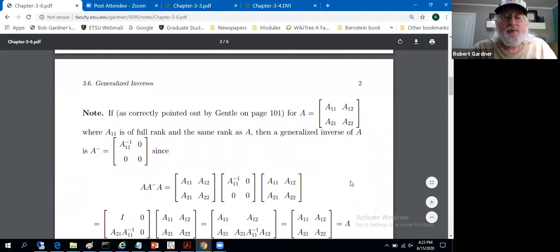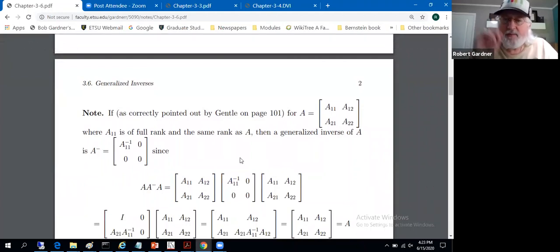All right, Gentle makes some comments. These are correct, so we'll check them by computation. It says if we take matrix A to be partitioned into these pieces, as usual, where A11 is full rank and the same rank as A, then we can find a generalized inverse of A as given here. I agree, because it's an easy computation.